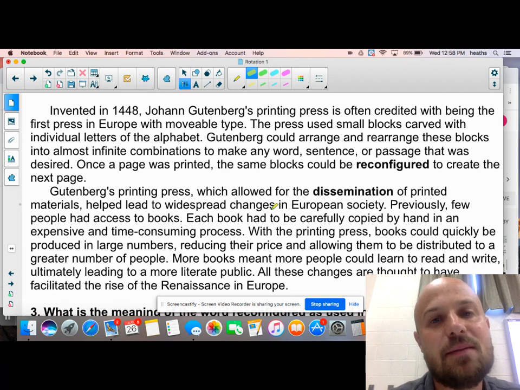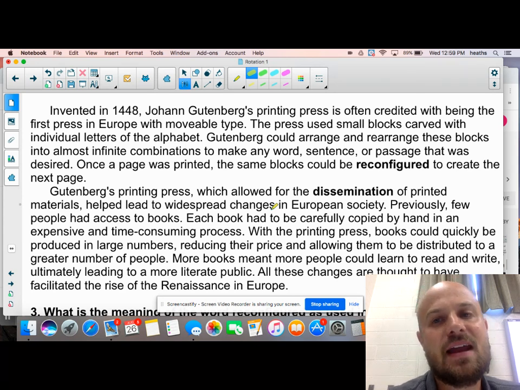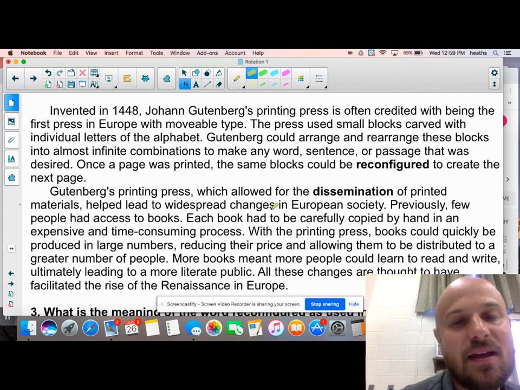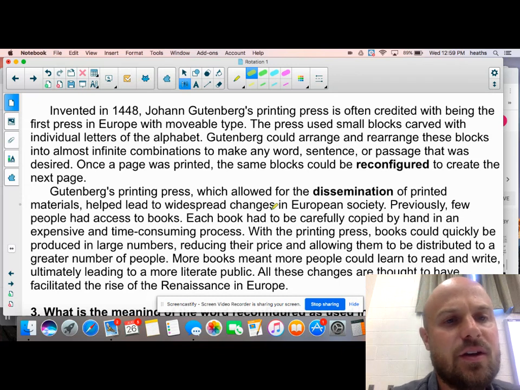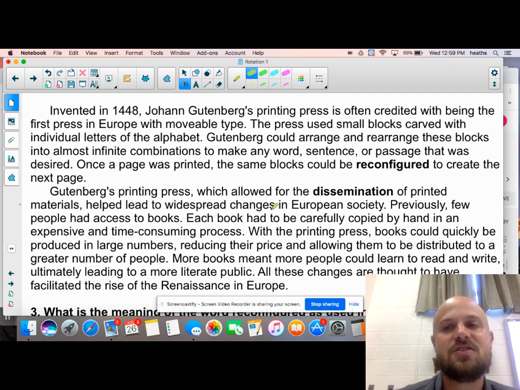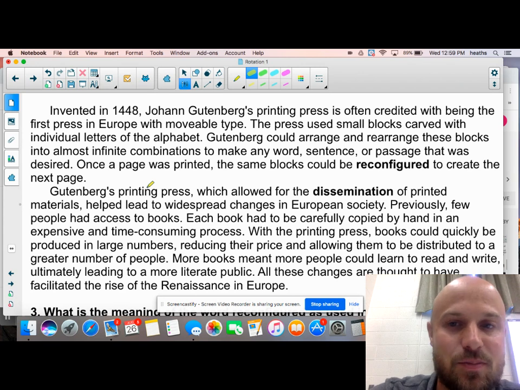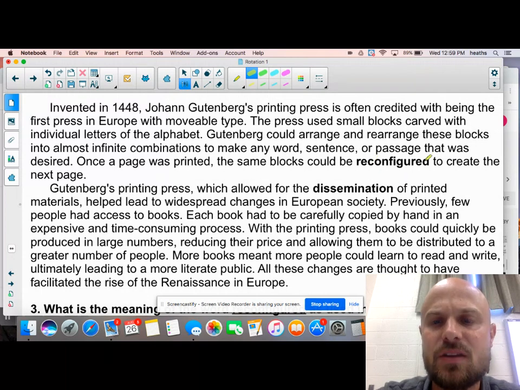with movable type. The press used small blocks carved with individual letters of the alphabet. Gutenberg could arrange and rearrange these blocks into almost infinite combinations to make any word, sentence, or passage that was desired. Once a page was printed, the same blocks could be reconfigured to create the next page. I'm actually going to stop, and this is just because I know that number 3 is what is the meaning of reconfigured. So I'm just going to stop.